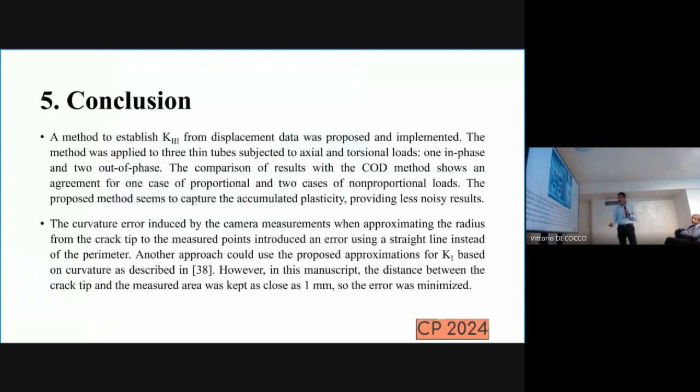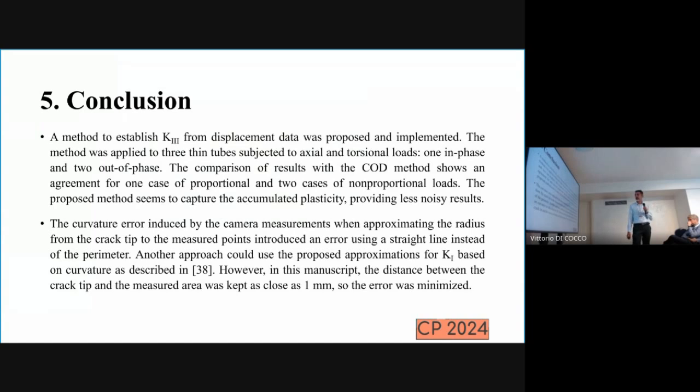In conclusion, I presented a method to establish K3 from displacement data. The method was applied to 3 tubes subjected to different combinations of axial and torsional loads, in phase and out of phase. The results were compared with the COD method, agreeing for the most part. The proposed method also seems to capture the plasticity and provides less noisy results.